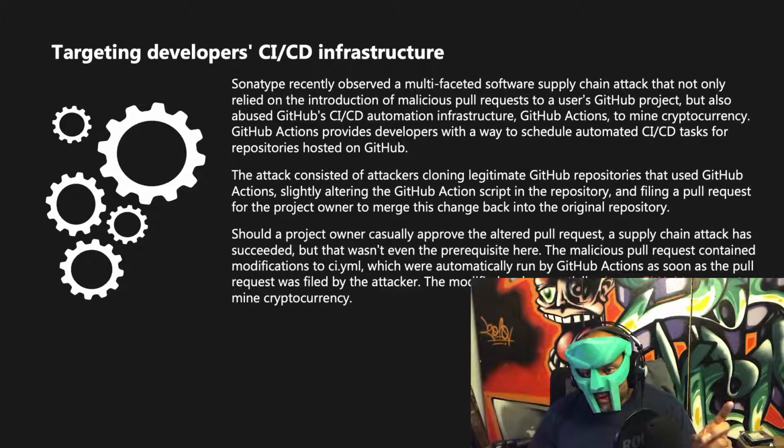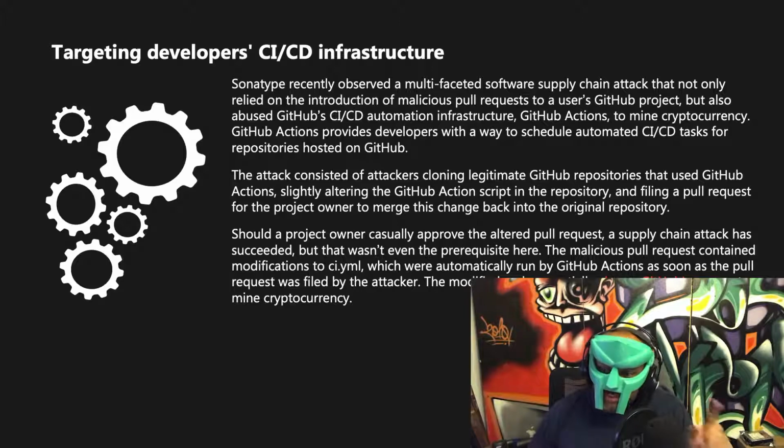Should a project owner casually approve the altered pull request because they don't have time to check it all, so they just said, okay, yeah, fine, a supply chain attack has succeeded. So then your code would now have malicious code inside of it. But that wasn't even the prerequisite here. So that doesn't really matter. That's secondary. That's icing on the cake, or the cherry on top.